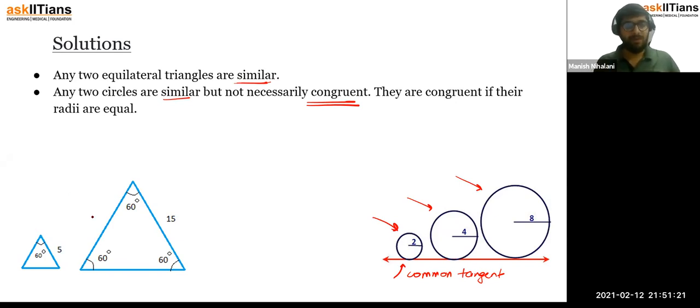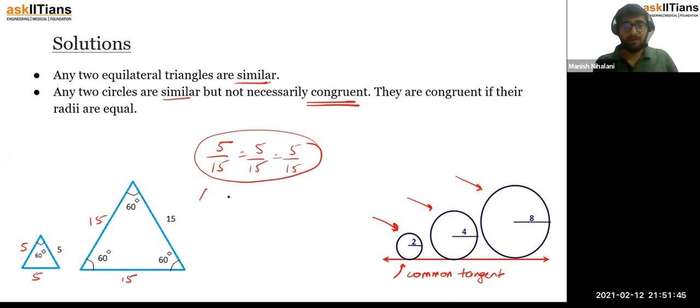Similarly, when you talk about equilateral triangles, if you know just one side of an equilateral triangle, you can say all other sides would be same. So here one side was 5, other sides were also 5. One side is 15, other sides will also be 15. So the sides will always be in proportion. 5 by 15 equals 5 by 15 equals 5 by 15. And also all angles will be equal, right? So therefore any two equilateral triangles are similar. This is a very important result. Any two equilateral triangles are similar, right?